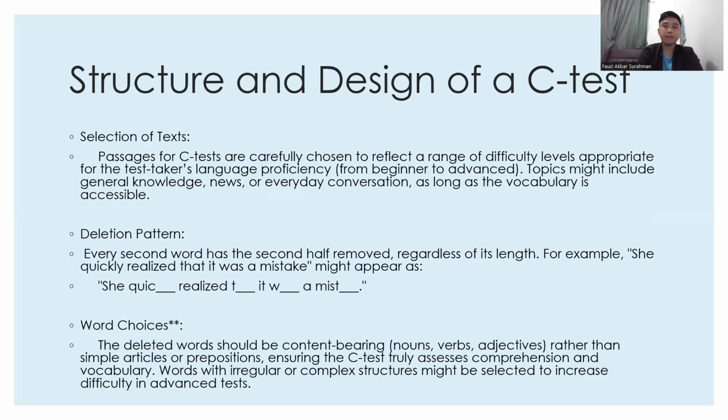Structure and design of a C-test. Selection of text. Passages for a C-test are carefully chosen to reflect a range of difficulty levels appropriate for the test takers' language proficiency, from beginner to advanced. Topics might include general knowledge, news, or everyday conversation, as long as the vocabulary is accessible.